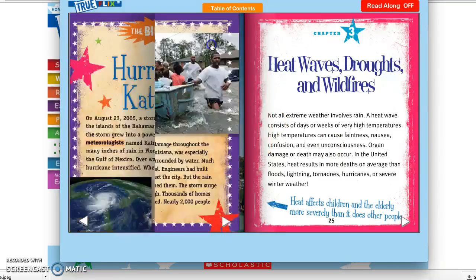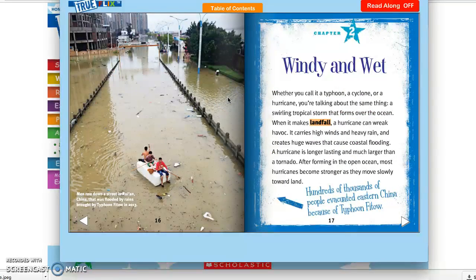Okay, so as I go back to the beginning of Chapter 2, I want you to make a prediction about what you think this is going to be about, and I want you to go ahead and turn and talk to your partner about this section of the text.